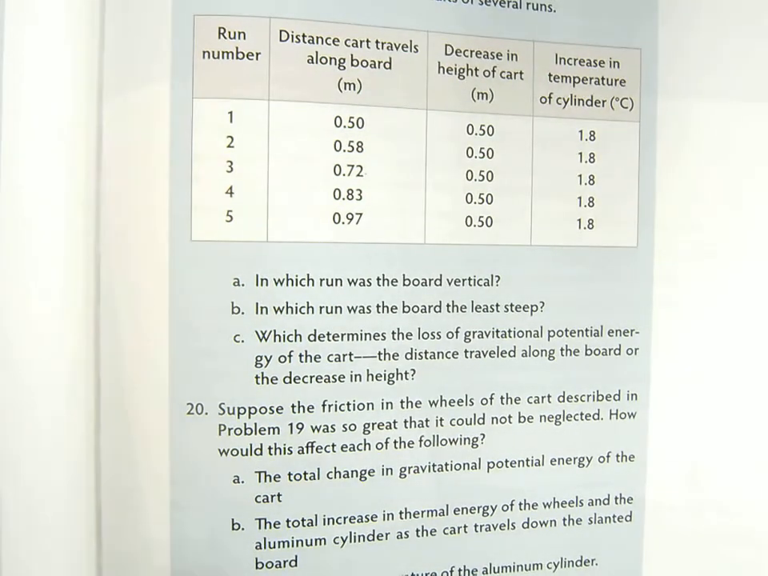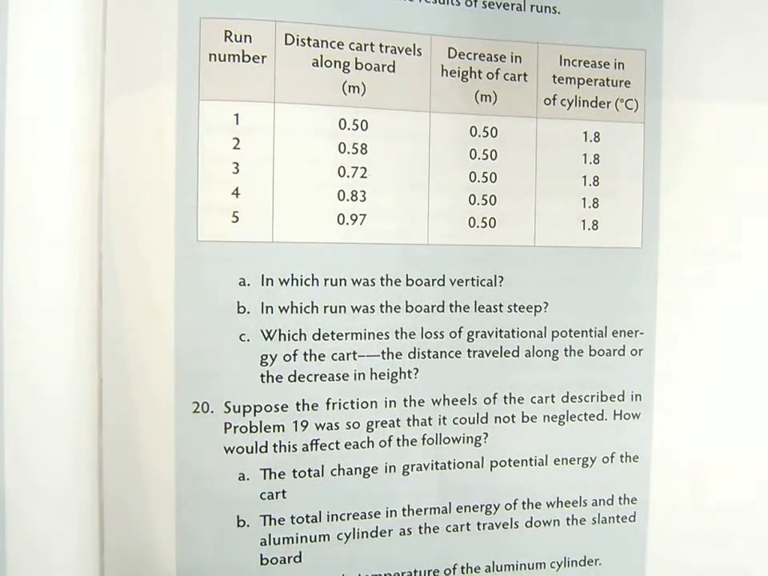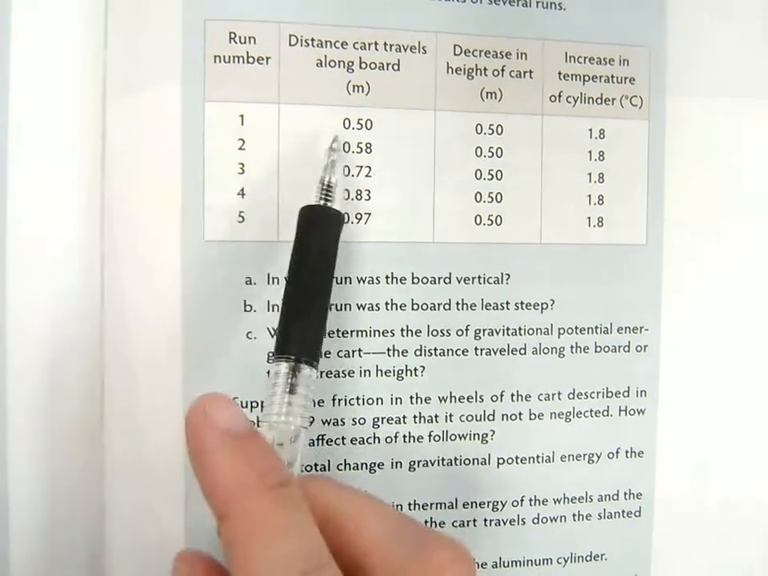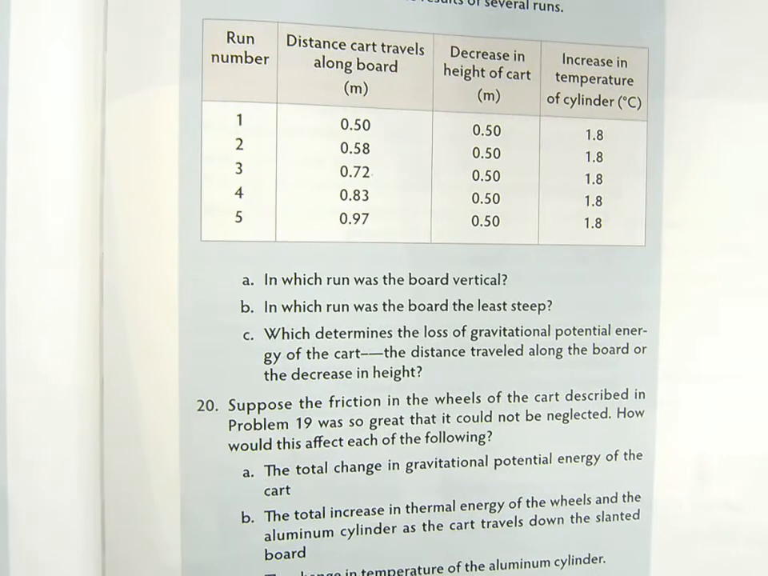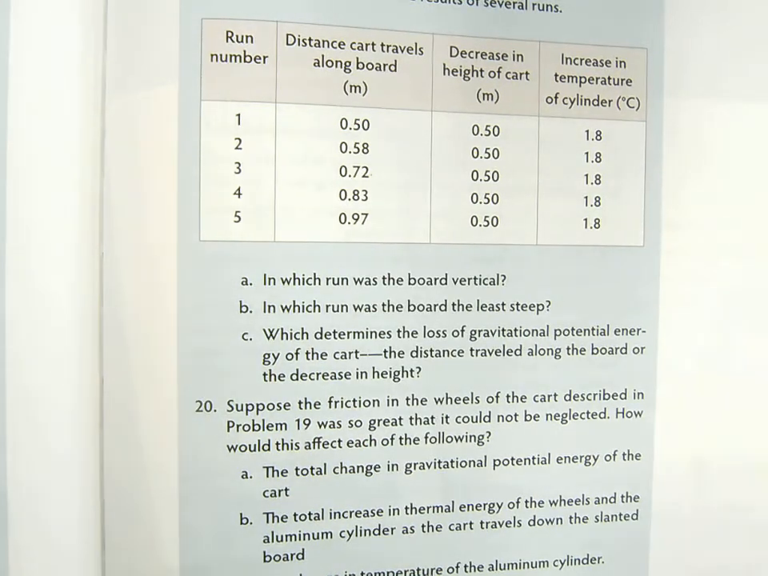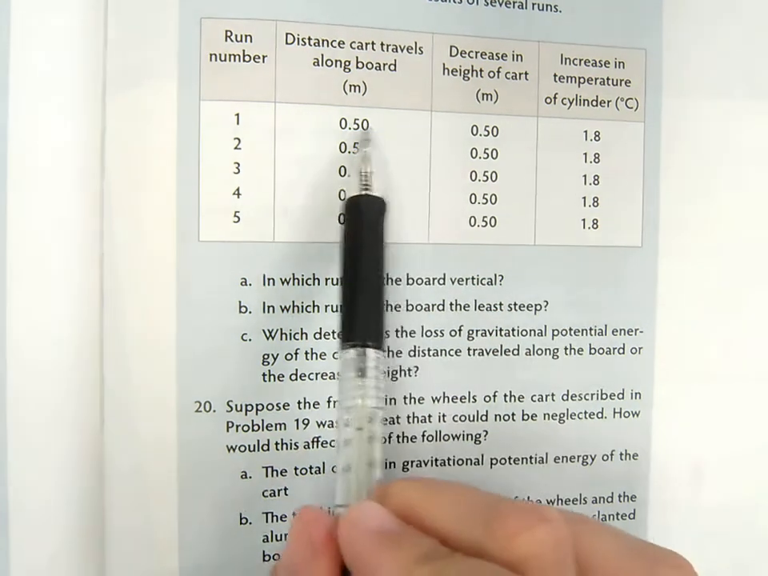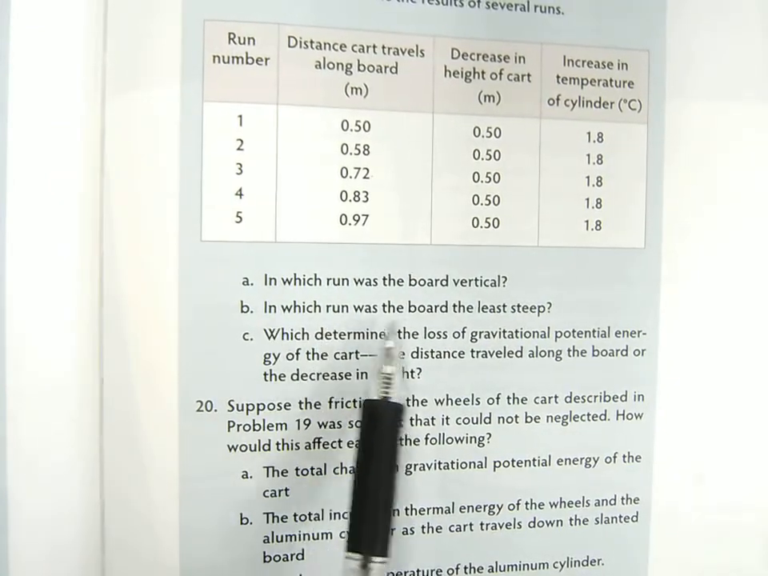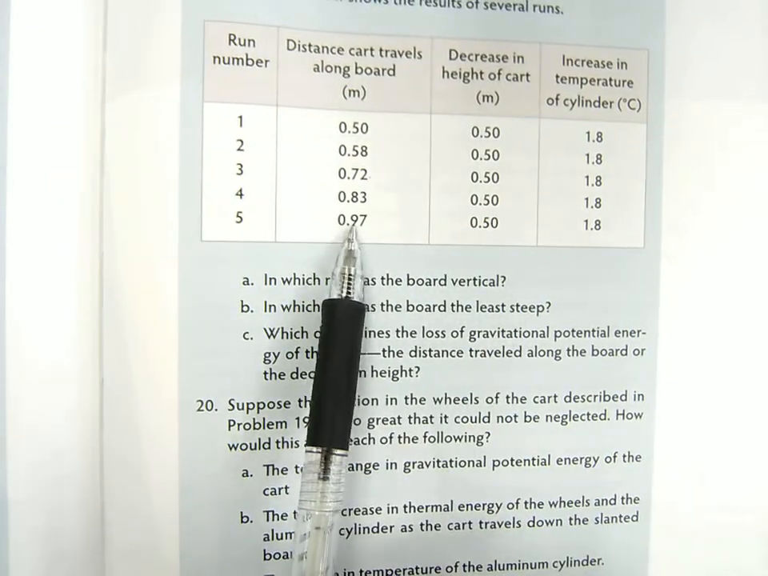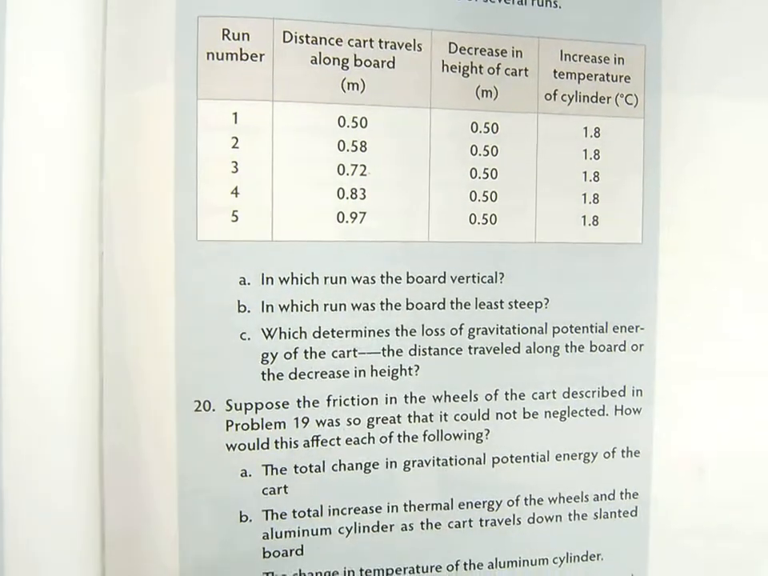regardless. Okay. And which run was the board vertical? If it was vertical, vertical is just straight up and down. They said when the board is less steep, it travels further. So if it's vertical, it's traveling the shortest distance. So in run number 1, it would have been vertical. In which run was the board the least steep? That would be 5, because as they almost start to flatten it out, it has to go further.